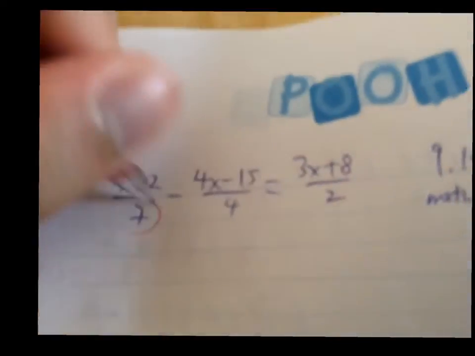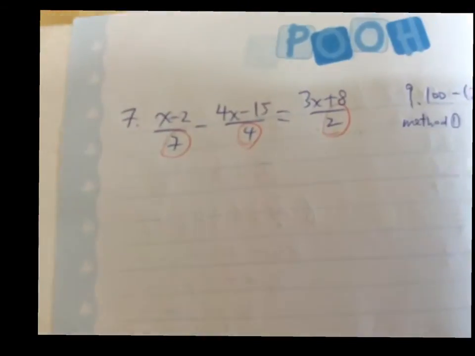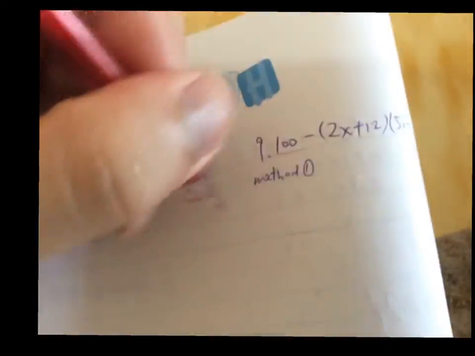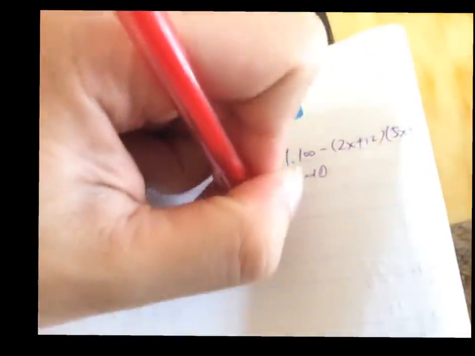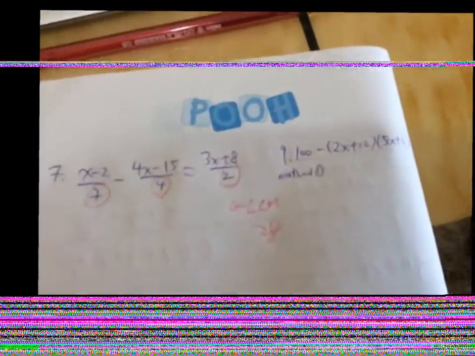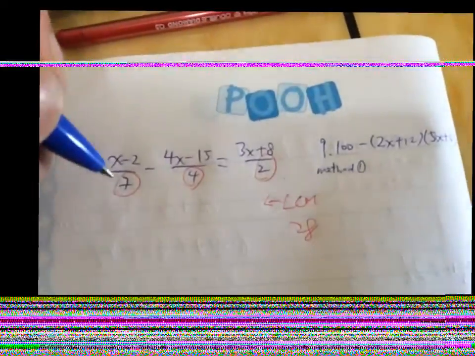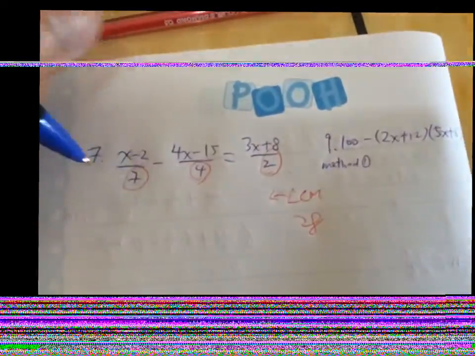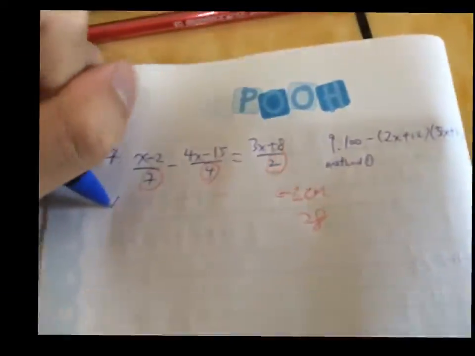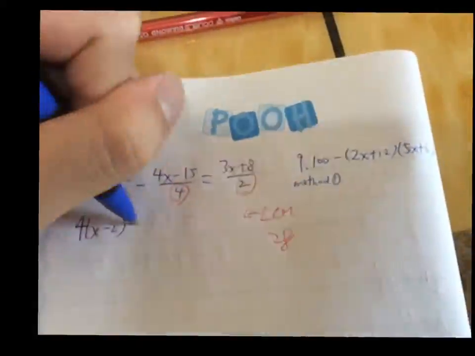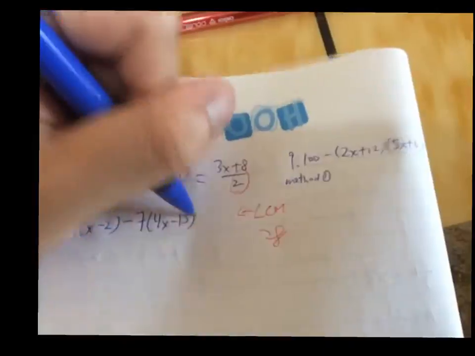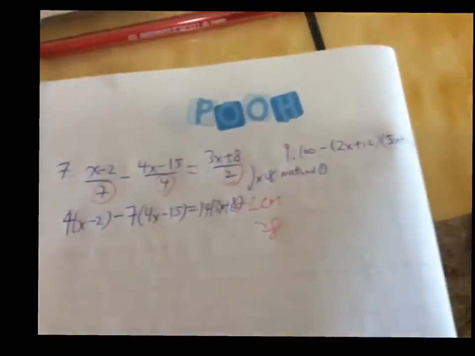Okay, the idea of fraction equations is no fractions. Don't like fractions, so I have to multiply the LCM of 7, 4, and 2. The LCM is 28. Okay, so you need to multiply 28 for all the terms. So 28 over 7, you will have a 4 here, so x minus 2. And then 28 over 4 will be a 7. And 28 over 2 will be a 14. So you multiply 28 for every term.